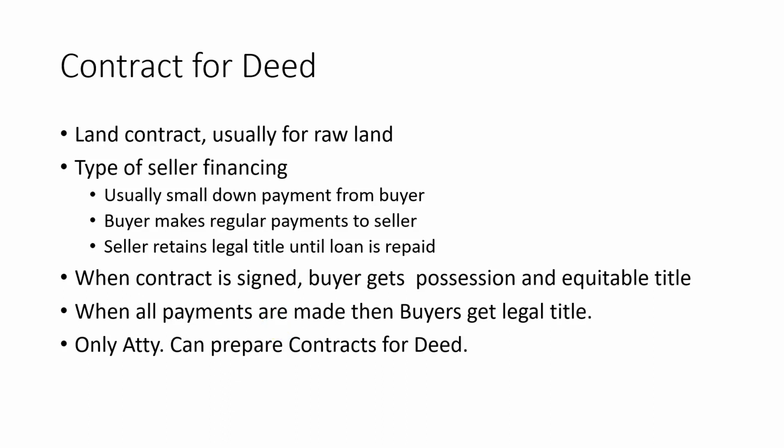Another way of buying property is contract for deed. This is basically seller financing, usually for raw land. Sometimes it's called a land contract. This type of seller financing is usually a small down payment from the buyer, then the buyer makes regular payments to the seller, and the seller retains legal title until the loan is repaid. When the contract is signed, the buyer does get possession and equitable title. When all the payments are made by the buyer, then the buyer gets the legal deed. But only attorneys can prepare contracts for deed. Remember that.